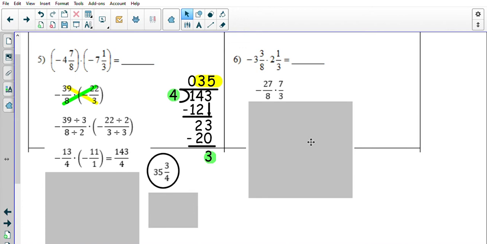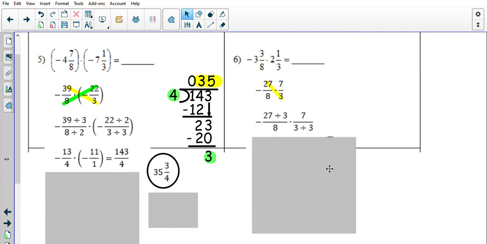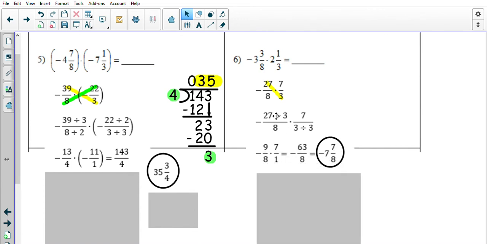Let's cross reduce. 8 and 7 do not reduce, but 27 and 3 do. They both divide by 3. So you're going to see that I did that work here. 27 divided by 3 and 3 divided by 3. 27 divided by 3 is 9. 3 divided by 3 is 1. And then I just multiply straight across. So 9 times 7 is 63. 8 times 1 is 8. Don't forget the negative sign.